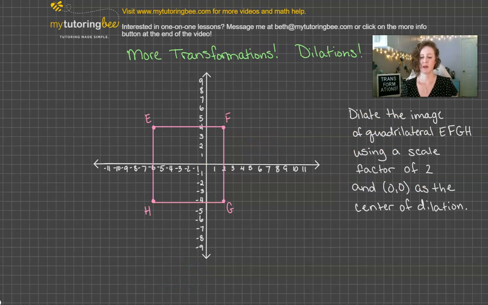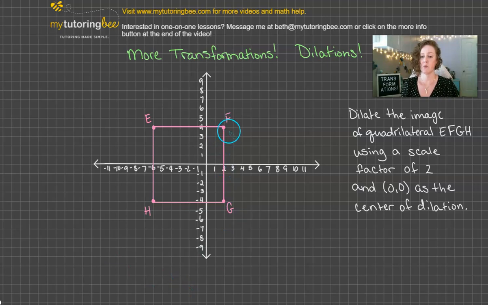So I've given our quadrilateral, or our square, some labeled points here, E, F, G, H. So that is the name of this quadrilateral. And we have some directions here. Dilate the image of quadrilateral EFGH using a scale factor of 2 and (0, 0) as the center of dilation. So we're going to first take a look at the coordinate pairs of each of the vertices, the corners of the square. So let's take a look at that first.